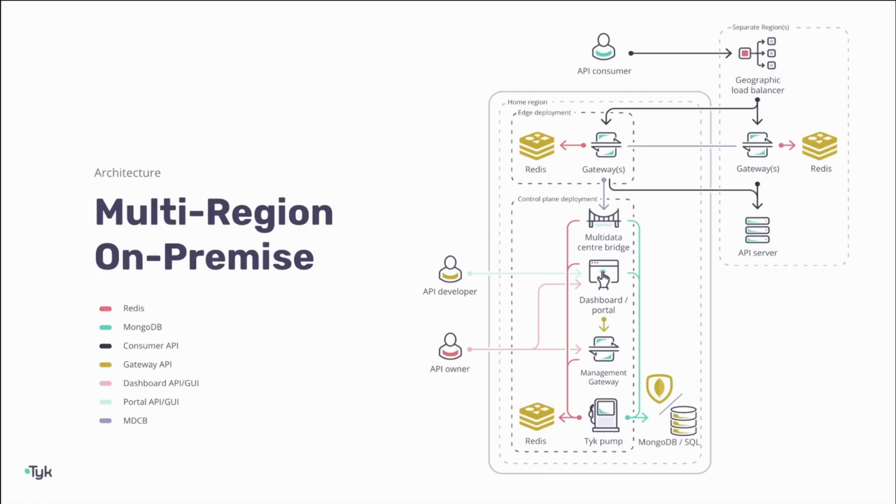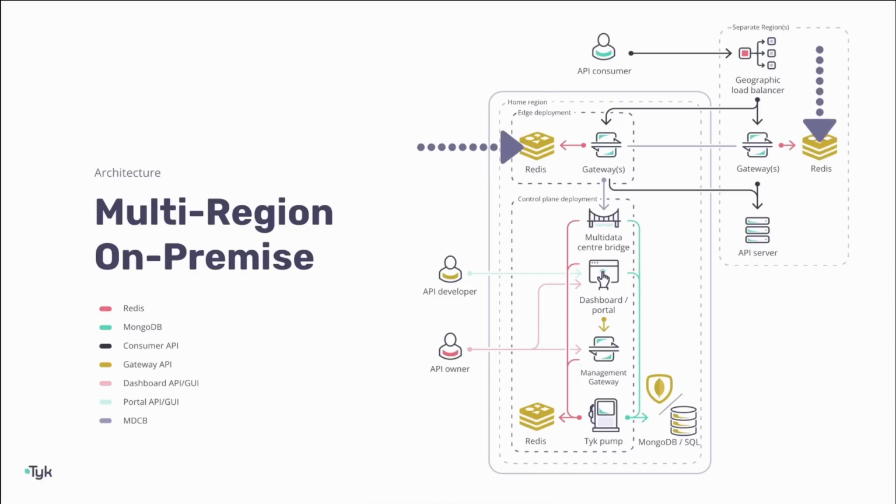Moving back to architecture, multi-region on-premise is where we position our enterprise offering. Using our multi-data center bridge, or MDCB for short, we allow customers to manage gateways through a single pane of glass in either the same region or separate regions. Our definition of regions is synonymous with those of cloud providers. For example, in AWS, US East 1 and US East 2 are separate regions.